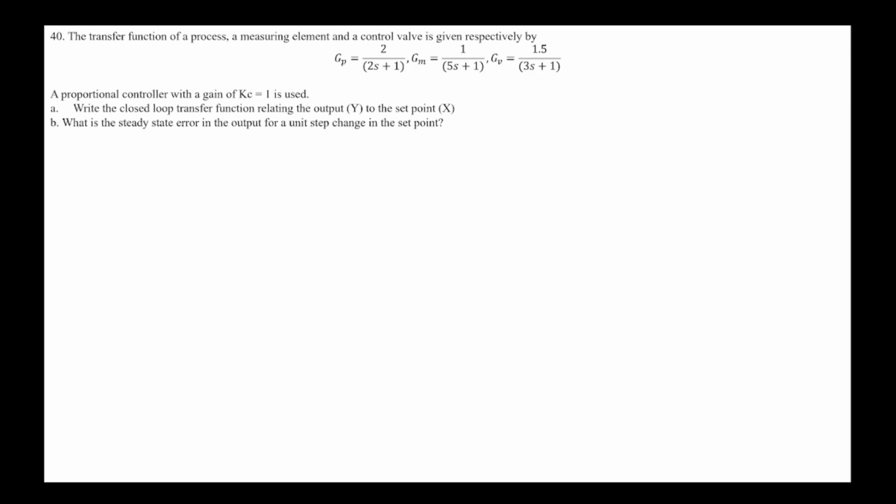The transfer function of a process, a measuring element and a control valve is given. We have a transfer function of a process, measuring element and control valve, that is the final control element. A proportional controller with gain Kc is used. Write a closed loop transfer function relating output to set point. What is the steady state error in the output for a unit step change in the input? Steady state error means it is asking for offset, so we'll calculate offset.